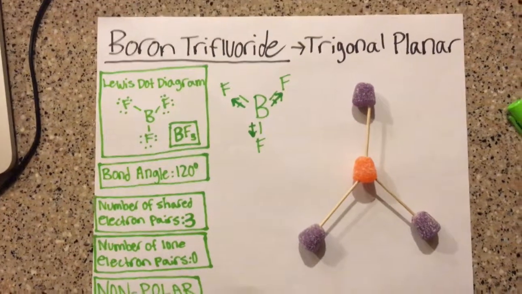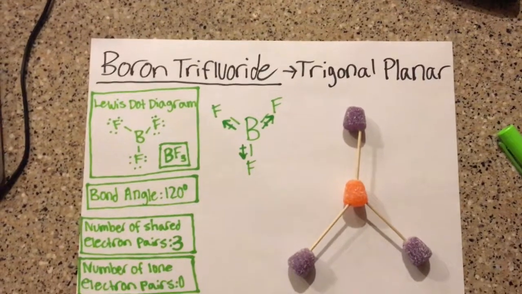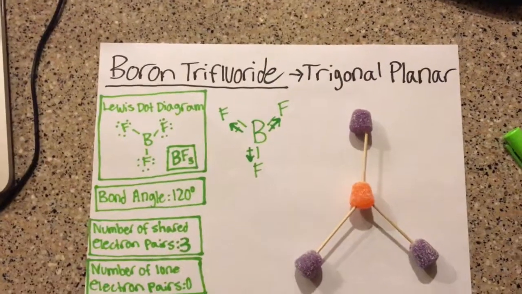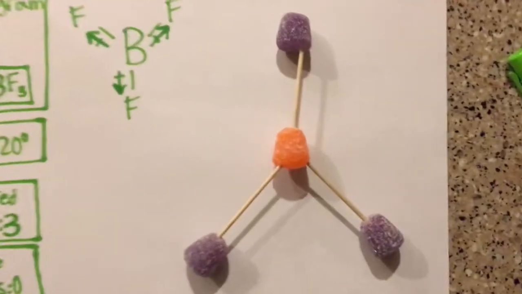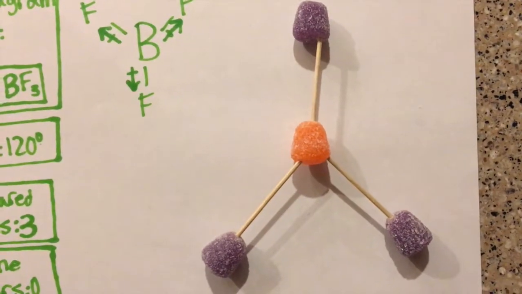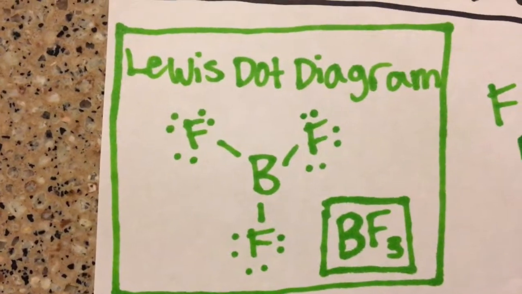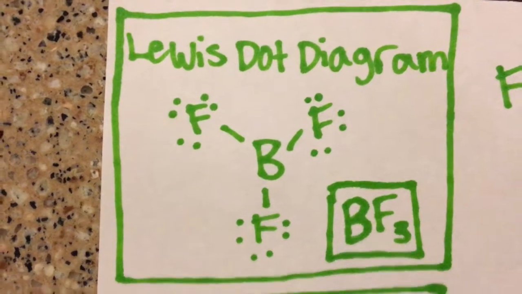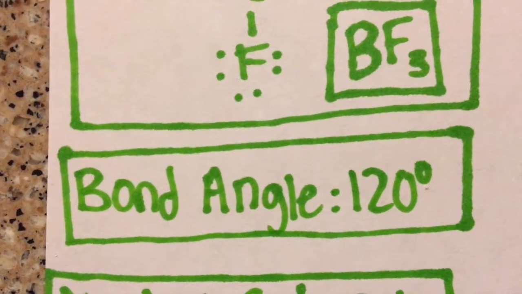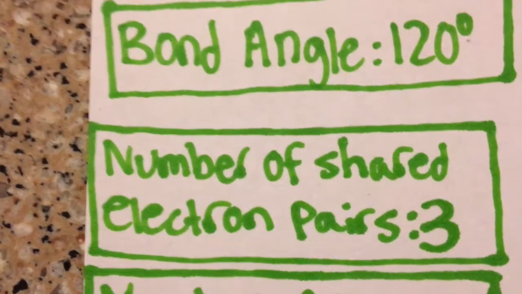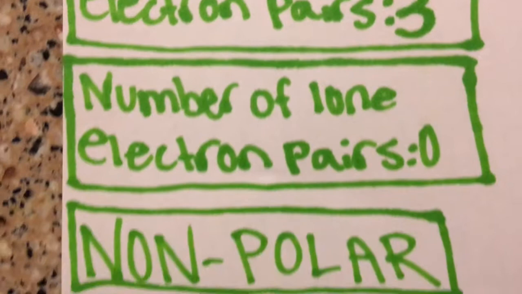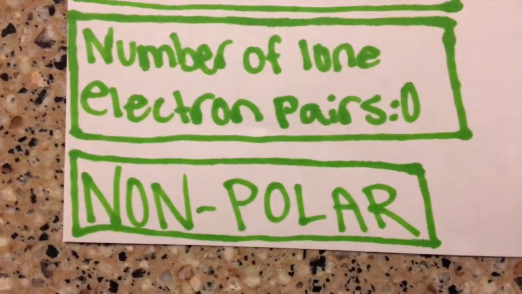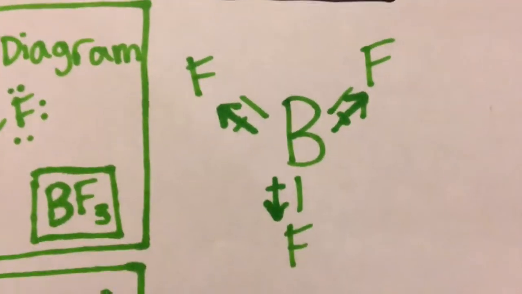For my trigonal planar molecule, I did boron trifluoride, which is BF3, and this is the creation that I made. This is the Lewis dot diagram. The bond angle is 120 degrees. The number of shared electron pairs is 3, and the number of lone electron pairs is 0. And it is a nonpolar molecule. And these are my dipole arrows.